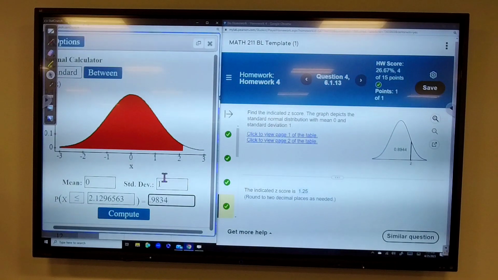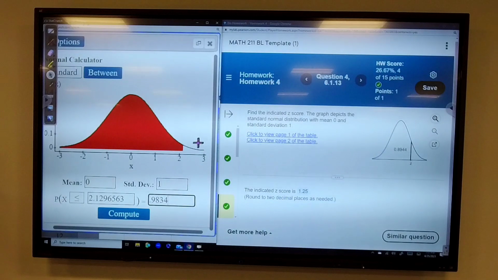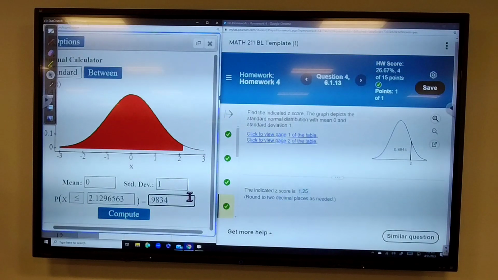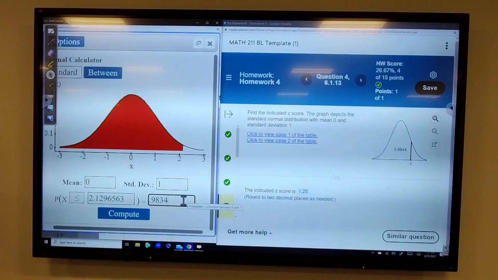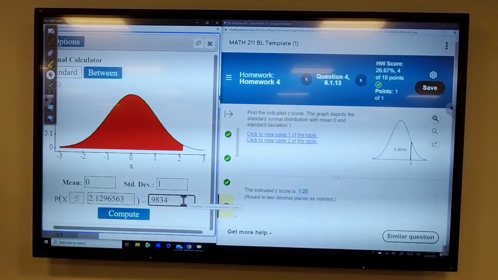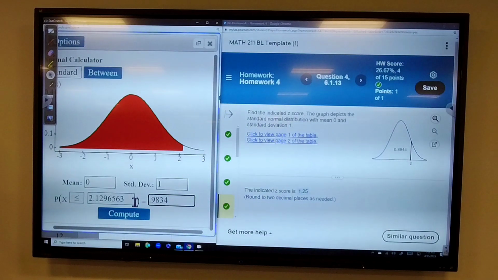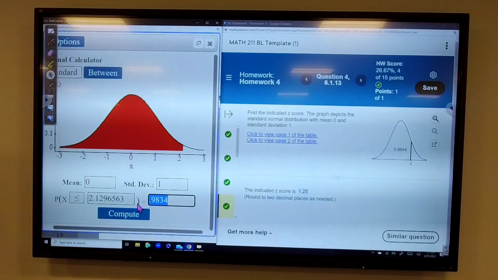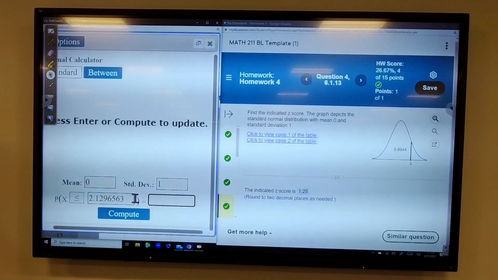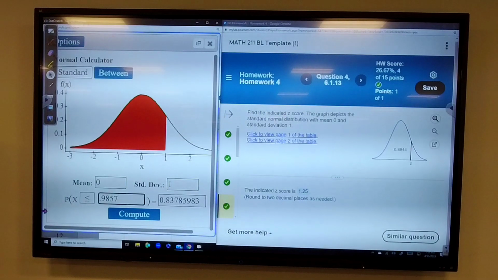Any other question? I just don't know how I went wrong. Well, what is it? So I have an area of 0.9857. Mm-hmm. And I plugged in the area. Mm-hmm. I changed the sign. Mm-hmm. So everything is less than. Mm-hmm. And I computed it and I got. Is this what you got?